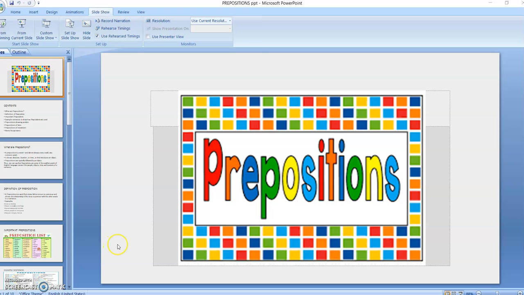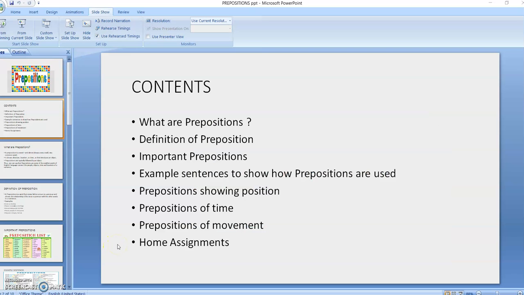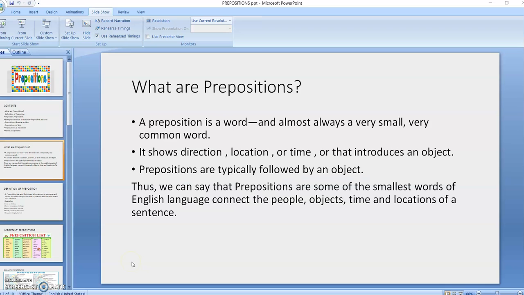Let us see what the contents are. First of all, we will discuss what prepositions are, then the definition of prepositions and the important prepositions that are used in the English language. We will also read out some example sentences to show how prepositions are used. Prepositions showing position, time, and movement will also be discussed. Certain home assignments are to be given. Please make sure, children, that you complete your home assignments so as to be ready for your grammar lesson. Okay, so let us begin with the first topic.